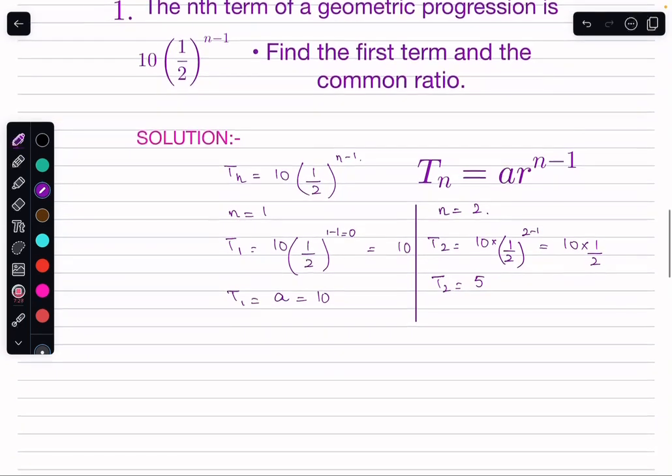So if T2 is equal to 5, then I know that my common ratio is equal to T2 by T1. I have both the terms. T2 is 5 and T1 is 10. So I can say that my common ratio comes out to be 1 by 2. So we could have done this by comparison, or we could have done this by substituting the n values as 1 and 2 and then getting the common ratio, which is equal to 1 by 2 here.